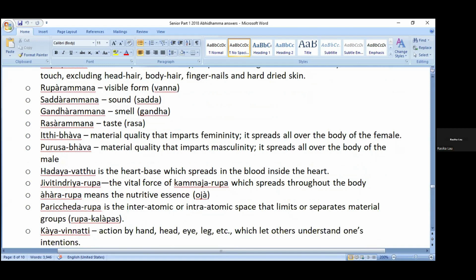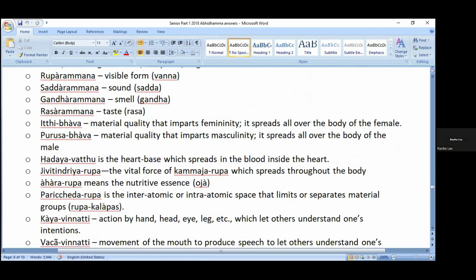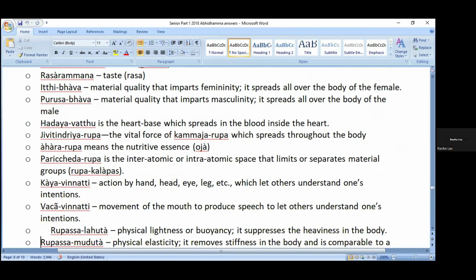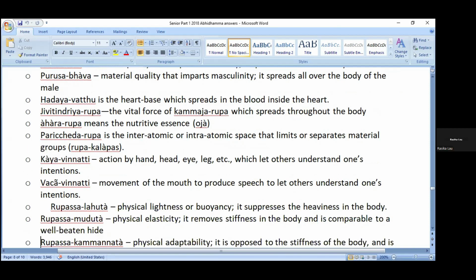Then we talk about the two actions, the body action and the mouth action, especially for people with faculty problems, who use this as communication. And then after this, we talk about the malleability, or the lightness of all the body, the elasticity, and then the physical adaptability.